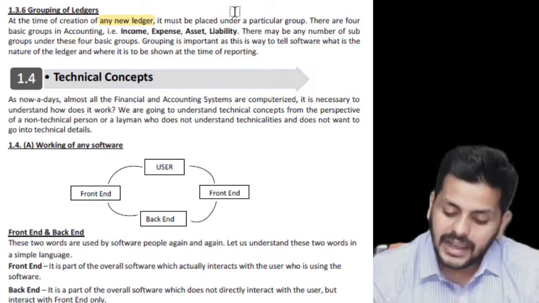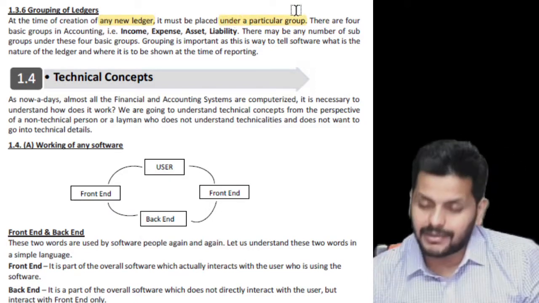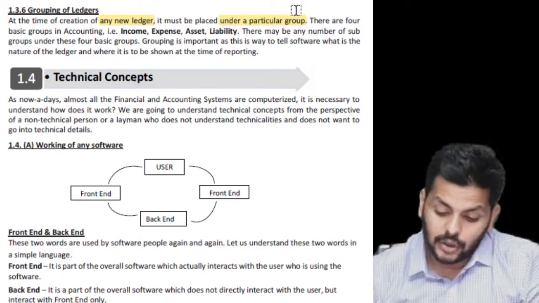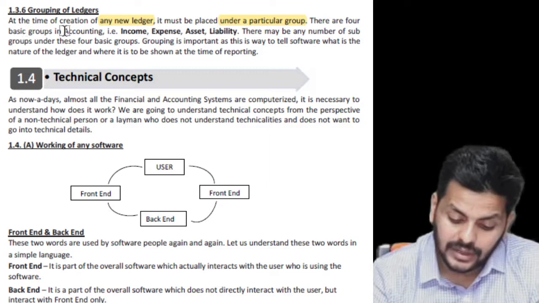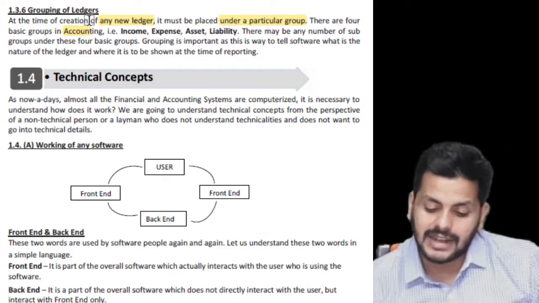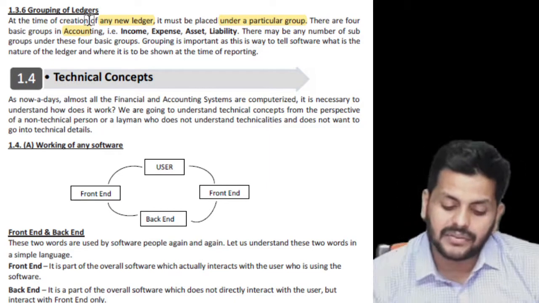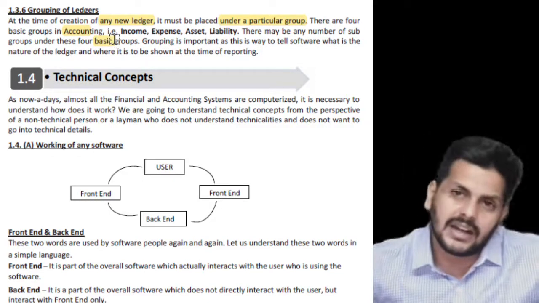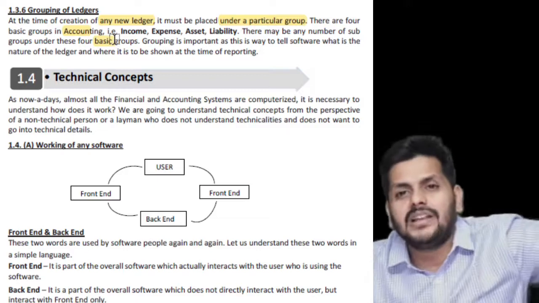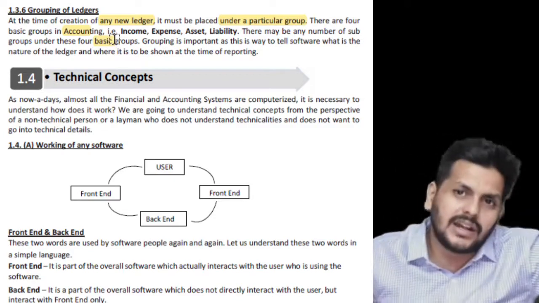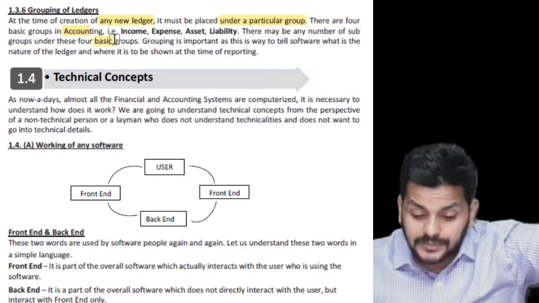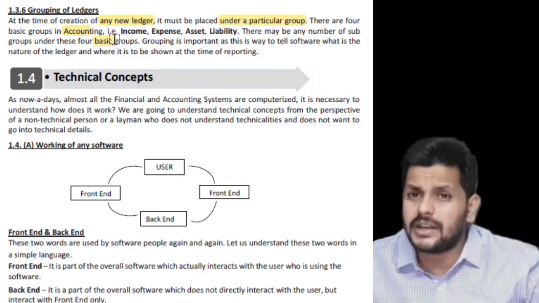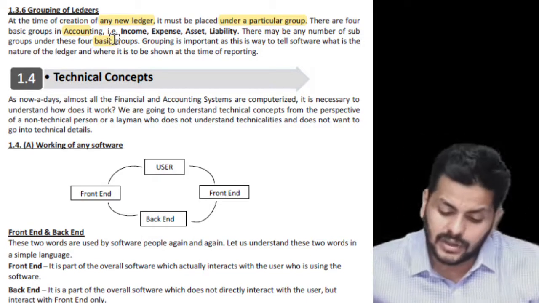At the time of creation of any new ledger, it must be placed under a particular group. There are four basic groups in accounting: income, expense, asset, and liability. There may be any number of subgroups under these four. Under assets, you can have fixed asset, current asset, investment. Under liabilities, you can have long term liabilities and current liabilities. You have so many heads of expenses, you know much better than I do.